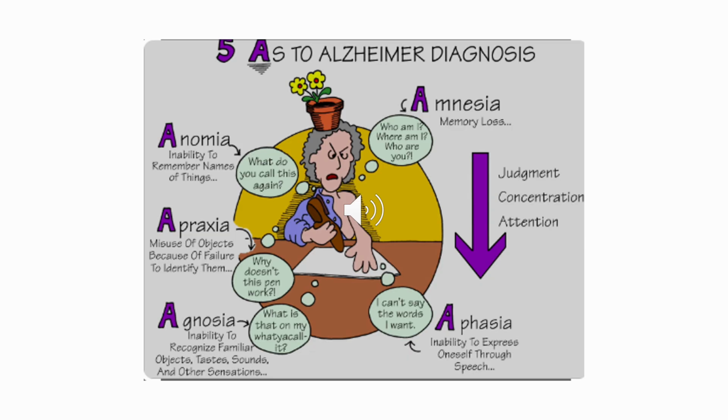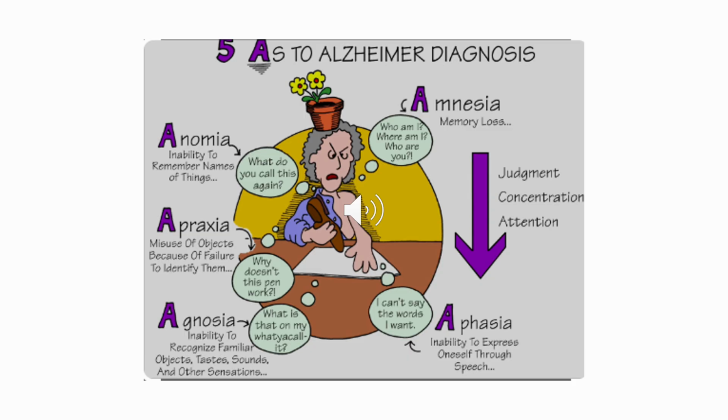People with Alzheimer's disease make up about 60% of the people with dementia. And you can remember the 5 A's to remember the signs and symptoms of Alzheimer's disease. It begins with anomia, which means the inability to remember the name of things, right? They'll call it like the whatchamacallit or that thingy over there, right?